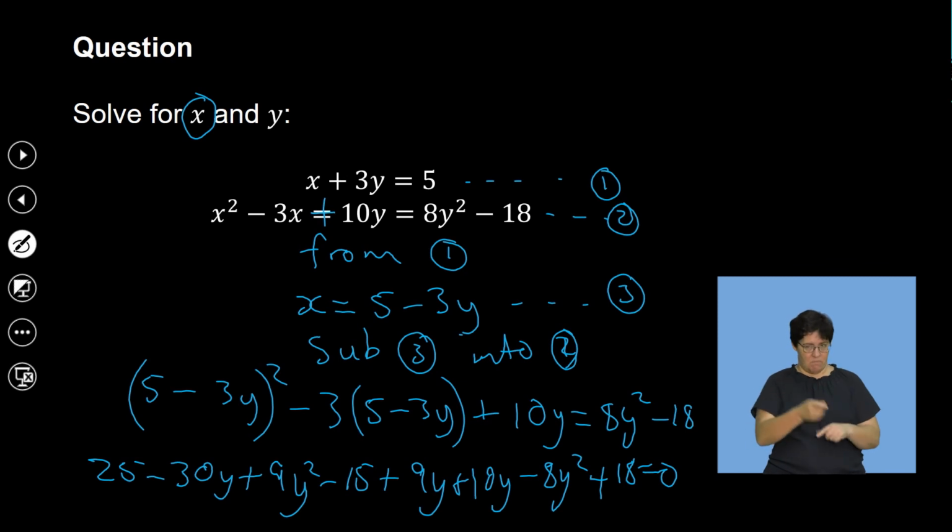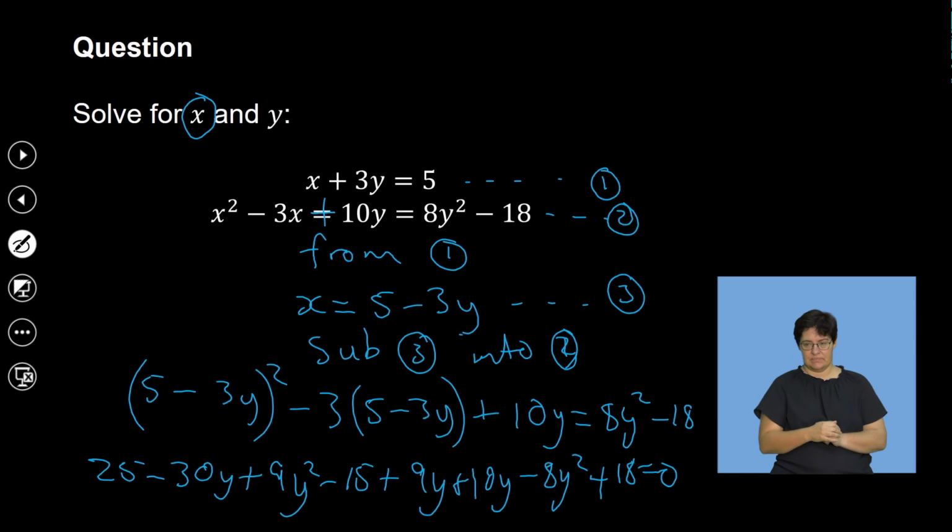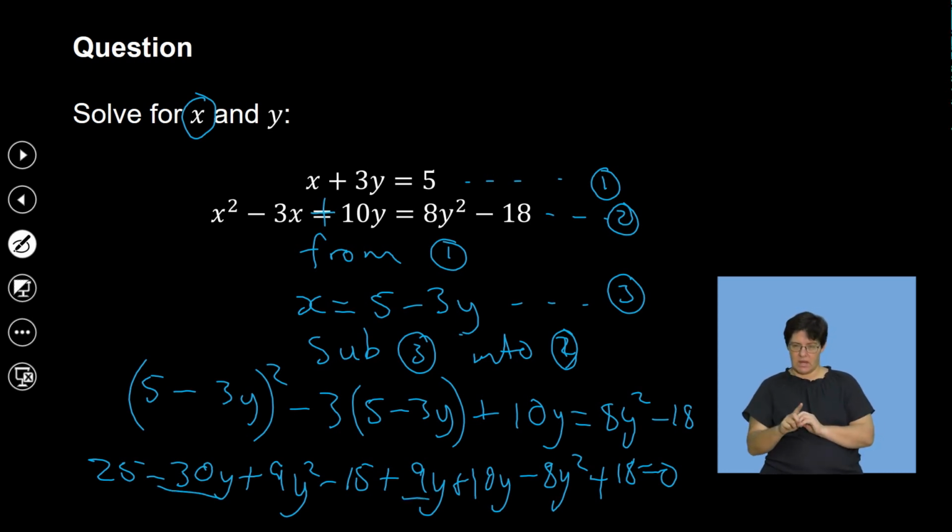So the 25 and the 15 and the 18 are like terms. So 25 minus 15 is 10. Plus the 18 will give me 28. So already I know that I have plus 28, right? And then minus 30 plus 9y will give me minus 21y. And then do I have another y here? Yes, the 10y there. So minus 21y plus 10y will be minus 11y. So this is minus 11y.